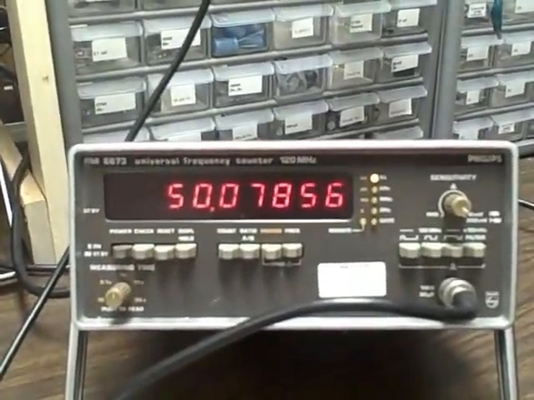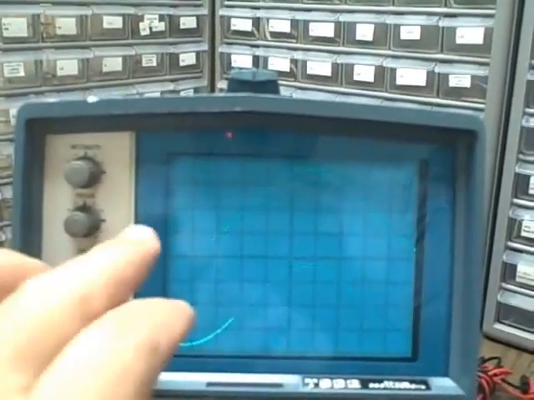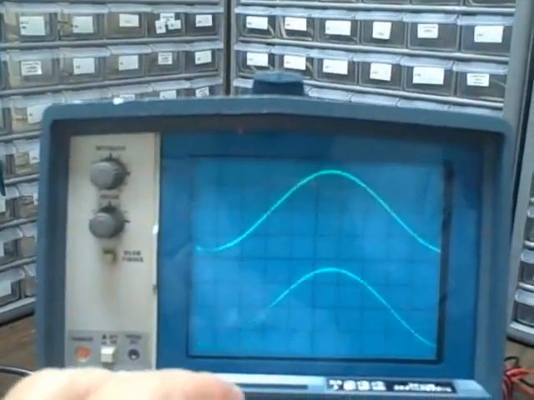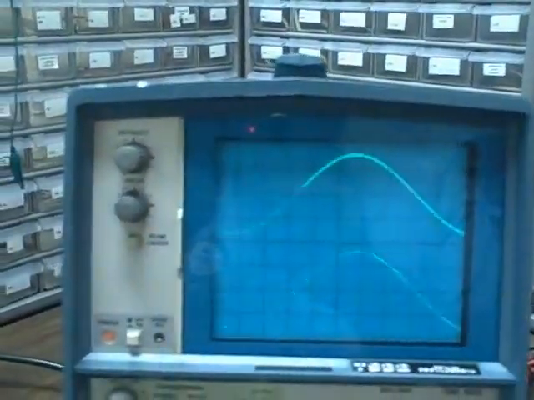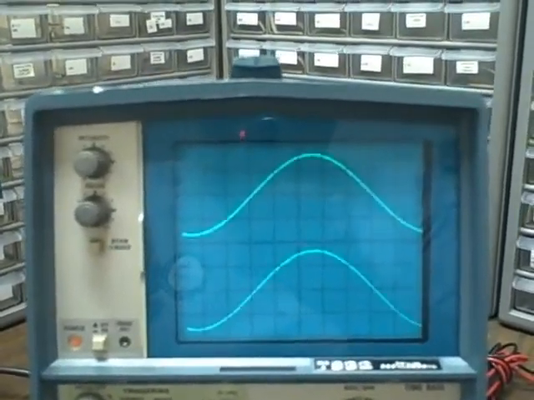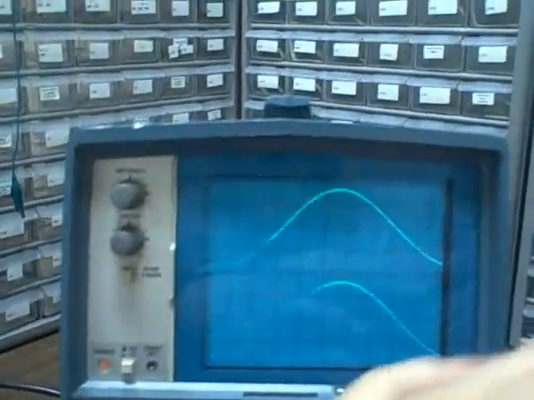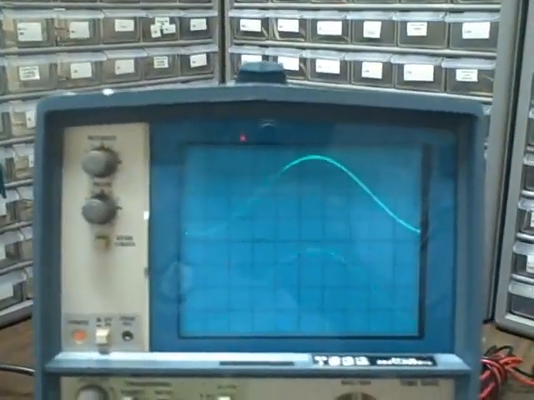Alright, we are now running 50 hertz. We are at 2 milliseconds per division. We've got 10 divisions. That's 20 milliseconds. 20 milliseconds is 0.02 seconds per cycle, which would be 50 hertz.